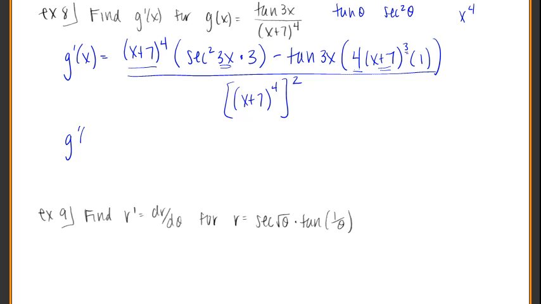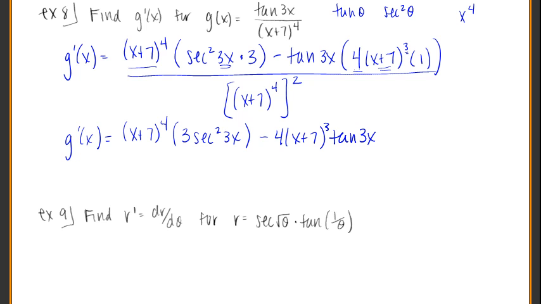g prime is going to be x plus 7 to the fourth. And if there's a whole number multiplied to a trig function, I like to put it in the front. So 3 secant squared 3x. Again here, let's bring this back almost to the front. I'm going to say minus 4 times x plus 7 cubed times tangent of 3x all over, looks like x plus 7 to the 8th.